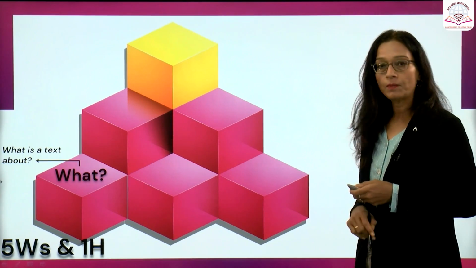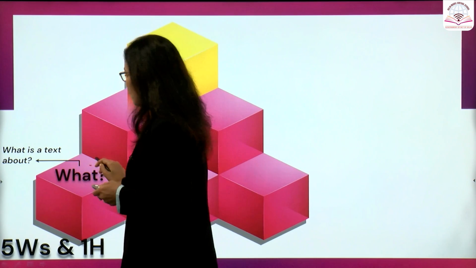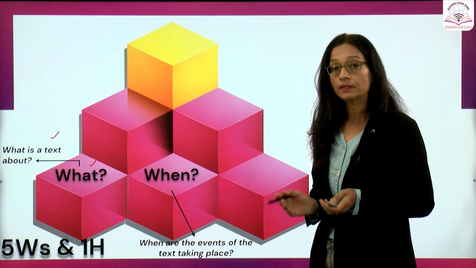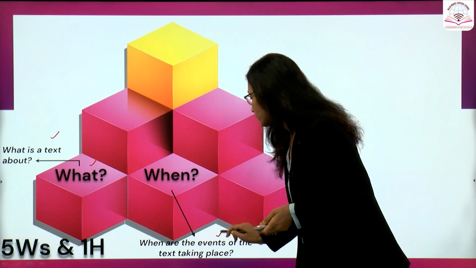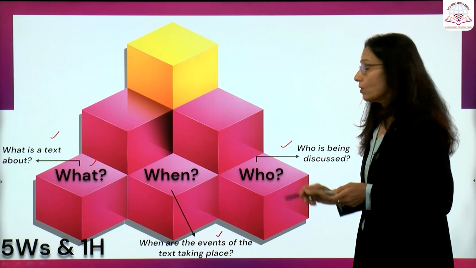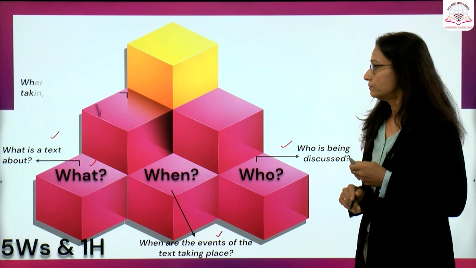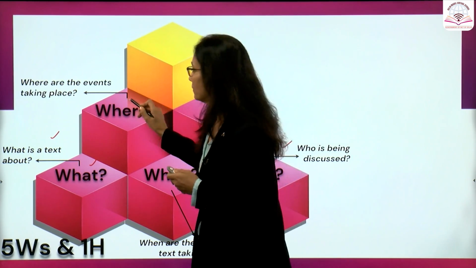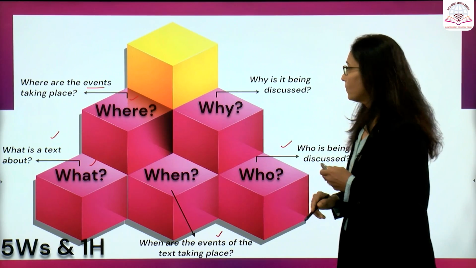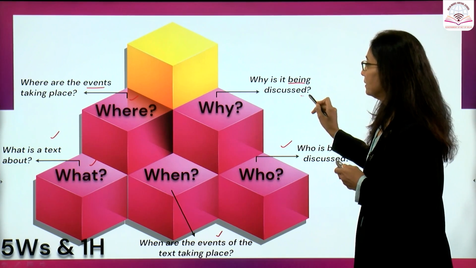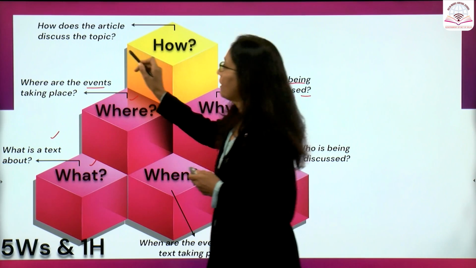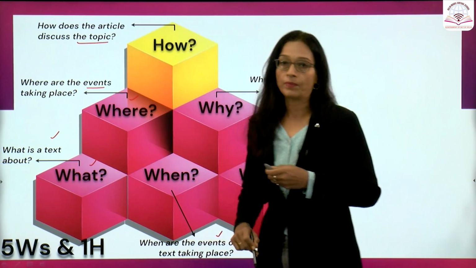So, the first W is what? What is the text about? Then, when? The time. When the events of the text are taking place. Who? Who is being talked about? Where? The place. Where the events are taking place. Why? Why is it being discussed? And most important, how? How does the article discuss the topic?